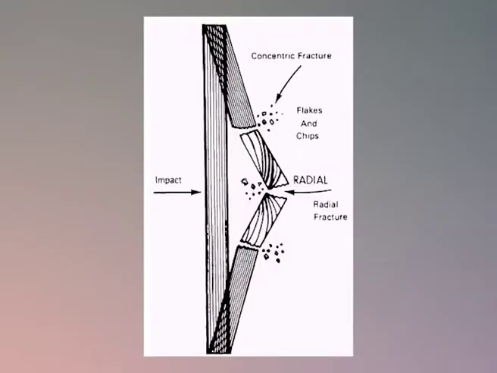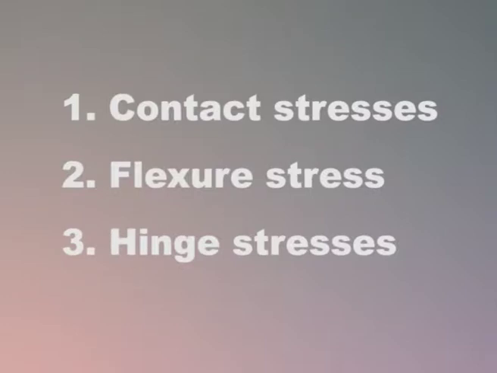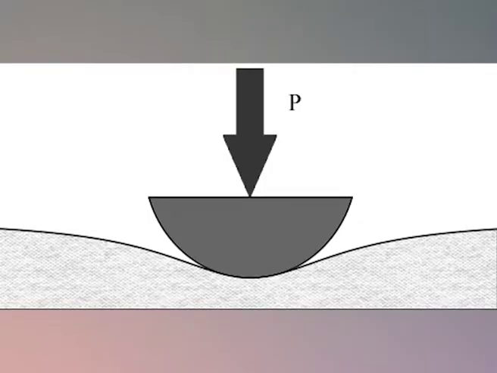These generate the most complex stresses of any type of fracture. There are three distinct phases of impact fracture: contact stress, flexure stress and hinge stress, although the actual physical appearance of the fracture will be determined by the one which is dominant. Coming to contact stresses, they are generated at or very close to the point of application of the impact force, resulting in Hertzian fracture or in chips along the mouth of the container.